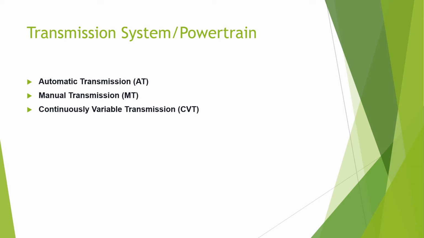Now the transmission of this energy can be done in three ways: automatic transmission, manual transmission, and continuously variable transmission. So firstly, we will see the manual transmission. The transmission is the part of your vehicle that transfers the power generated by your engine to the axles. The axles will turn the wheels, which makes your vehicle go.